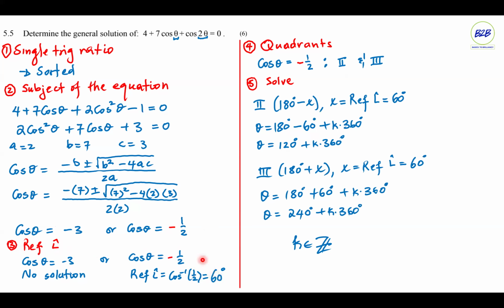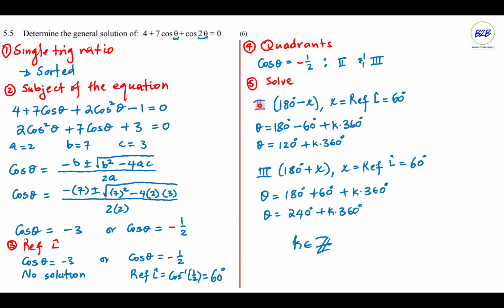Right? Then you choose quadrants. Cos theta equal to negative half is implying that cos is also negative. And that happens on which quadrants? Second and the third quadrants. And then we solve within the second quadrant.